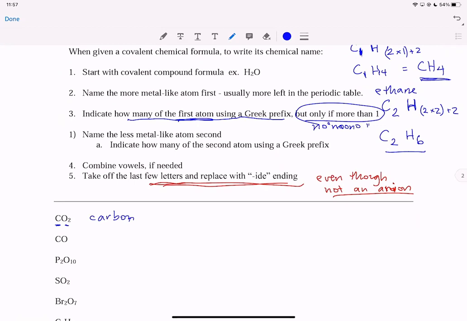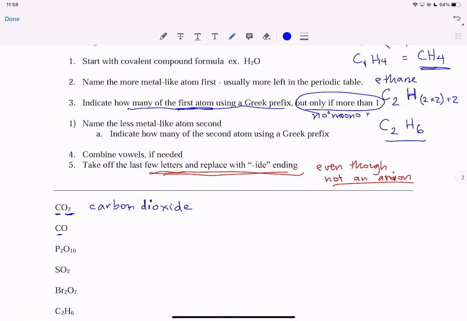For the second element, the name is oxygen. Okay, so now not oxygen, but you want to take the last few letters and replace it with the IDE. That 2, that subscript 2, means you need a Greek prefix to indicate how many. And there's 2 of those. And so that's carbon dioxide. That's how CO2, carbon dioxide, got its name.